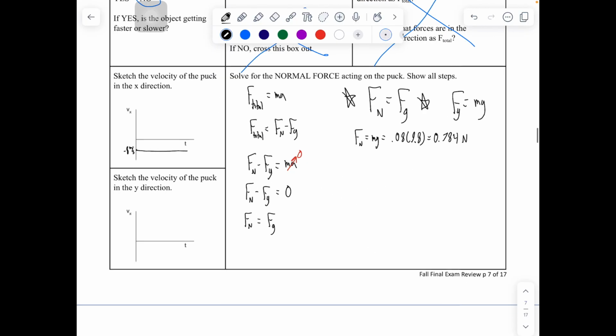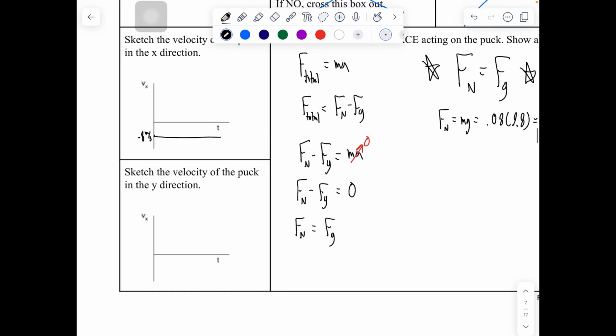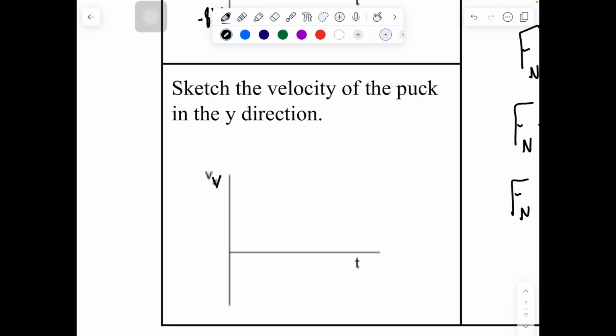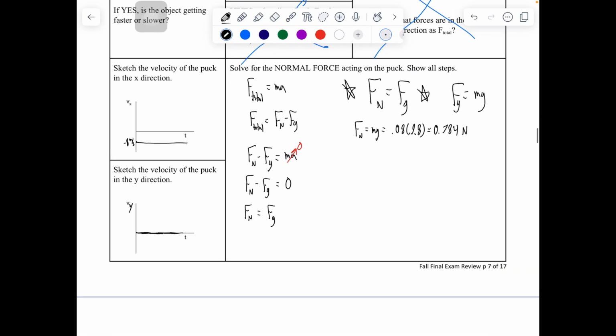Again, it's not moving in the y direction. Looks like here this should say y instead of x. We are at 0. Not moving up and down. 0 vertical velocity.